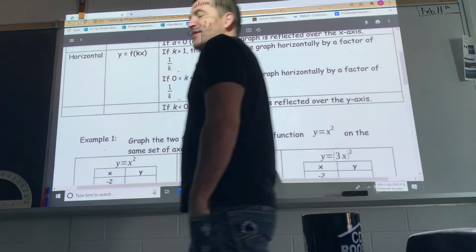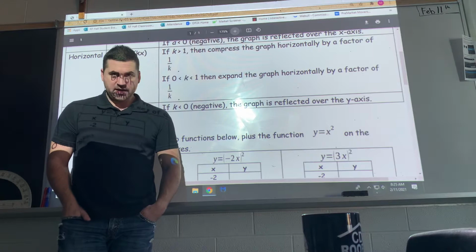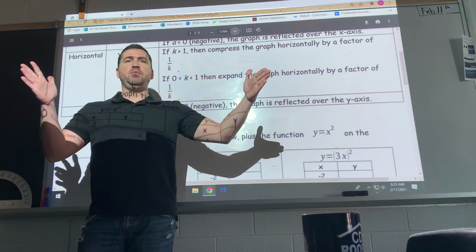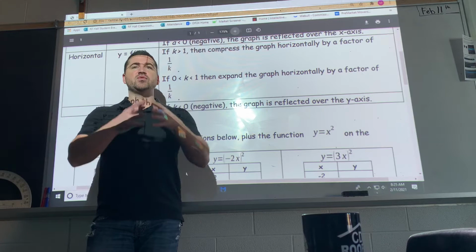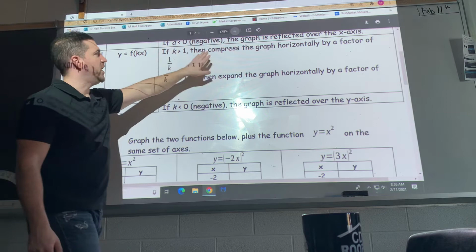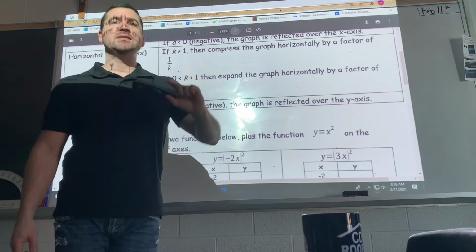So the K value is a little bit different. If K is greater than 1, it's actually a compression, horizontally. Horizontally being this way, so compression this way. If the K value is between 0 and 1, then it is a stretch horizontally. So if K is greater than 1, it compresses, the opposite of A, and if it's between 0 and 1, then it expands or stretches. So the K is the opposite of the A value.